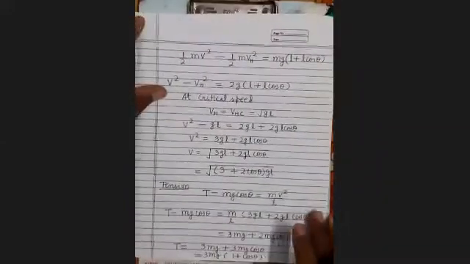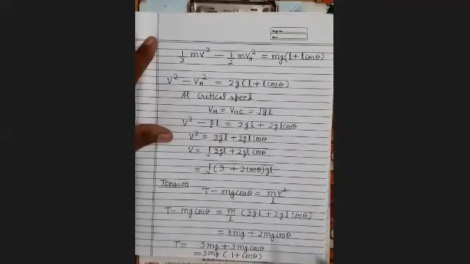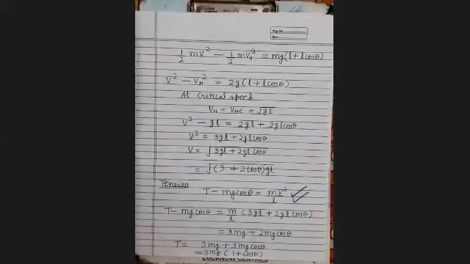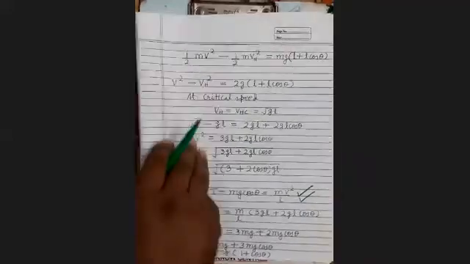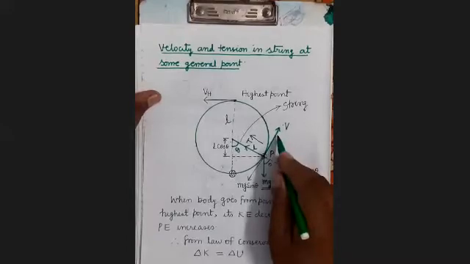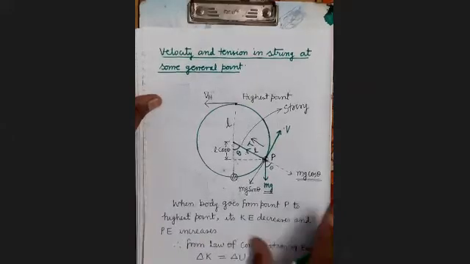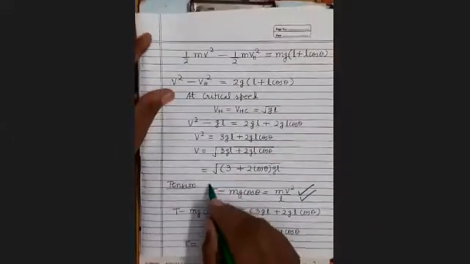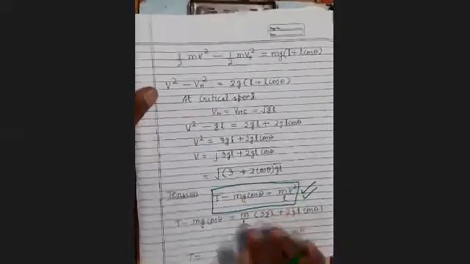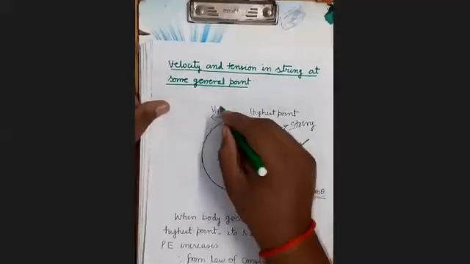So you can get the relation here. T minus mg cos theta equals mv square upon L. This will be the centripetal force because here we have taken V as the speed. So the centripetal force will be mv square upon L, which is fulfilled by T minus mg cos theta. So you will get one relation. Now we will determine the relation between V and VH.